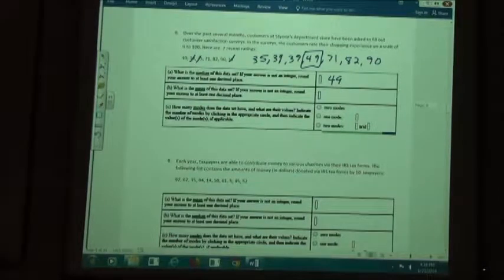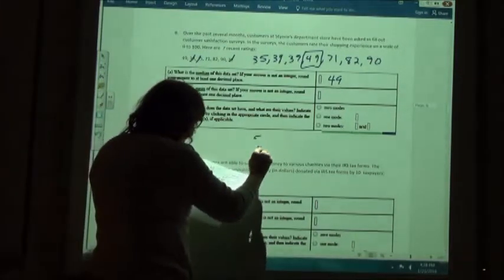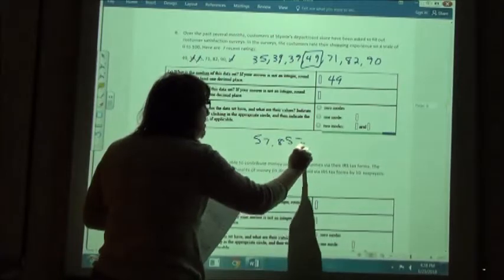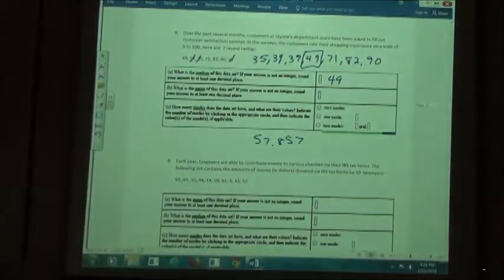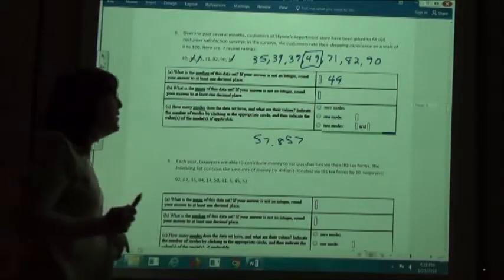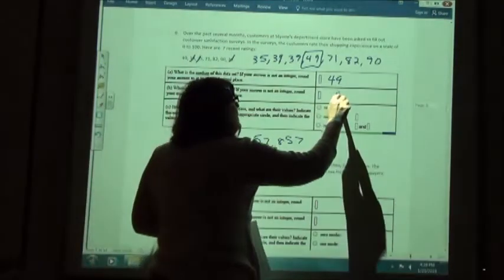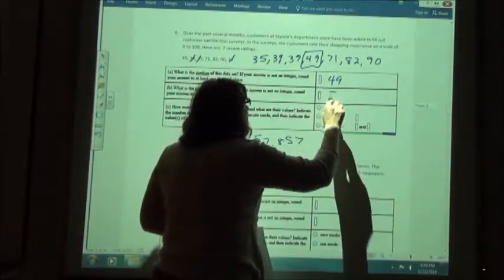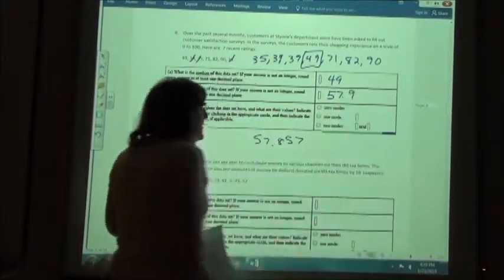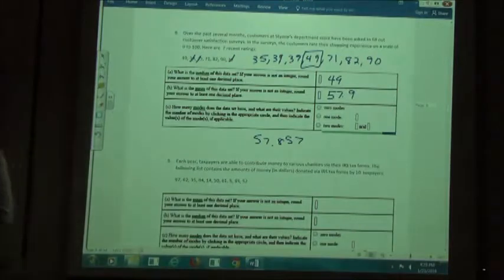That's the right number. You got 57.857 something or other, right? Yeah. Okay, we want to round that off to at least 1 decimal place. So what would be a possible answer? 57.9. 57.9, exactly. 57.9 would be a good answer.